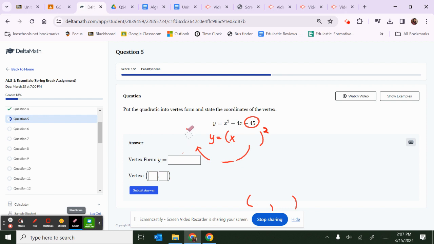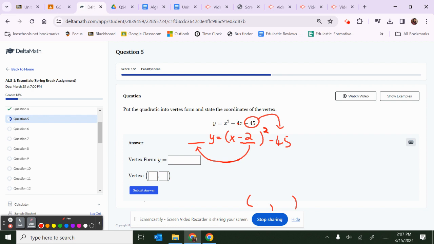When we're doing this, guys, we're going to use that exact same method. So again, I write it as y equals parentheses x, some number, parentheses squared, and some number beside the y. The first thing you're going to do is bring down that negative 45. Now you're going to look at your middle term, that negative 4, and I'm going to cut it in half. Half of negative 4 is negative 2.